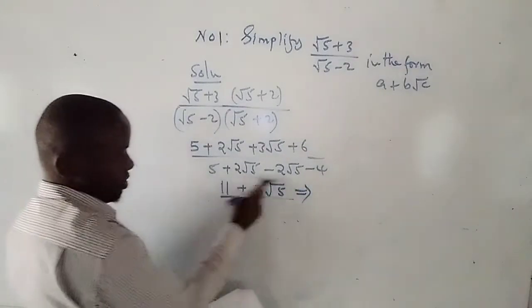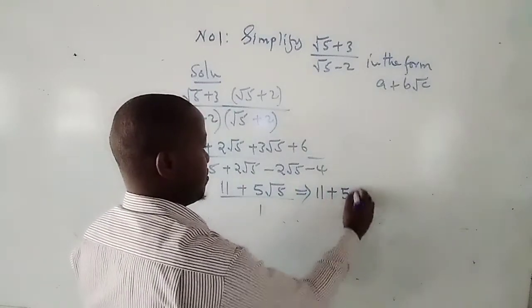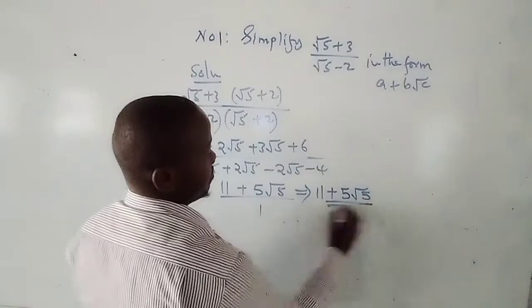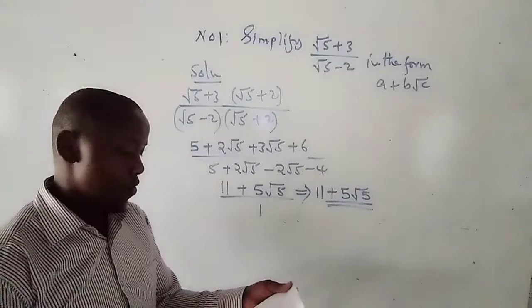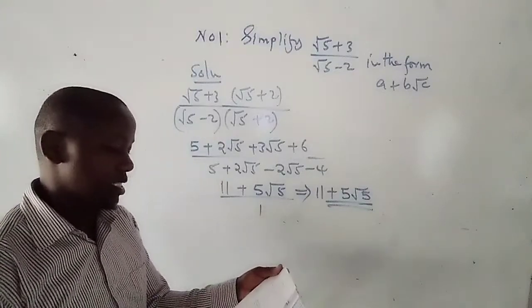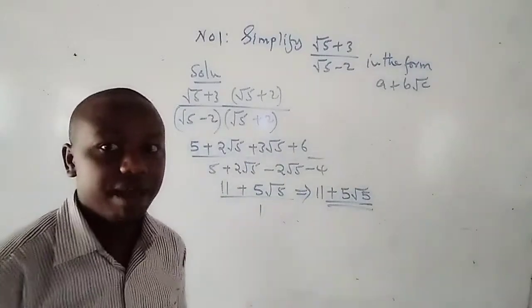When we simplify this, it cancels to a 0. So 11 plus 5 root 5 is the answer. 11 plus 5 root 5. So that is the simplified form of the surd given there.